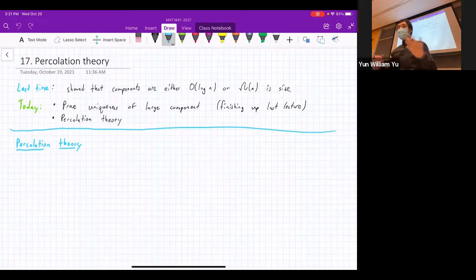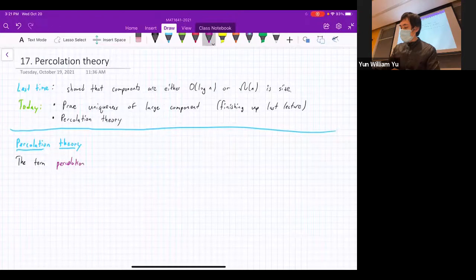And so we're going to consider conductivity through a material. The term percolation theory comes from fluids percolating through a solid material through little open channels in it. So let me draw it out. The term percolation theory comes from material science, and it comes from open or closed channels for a fluid to flow.